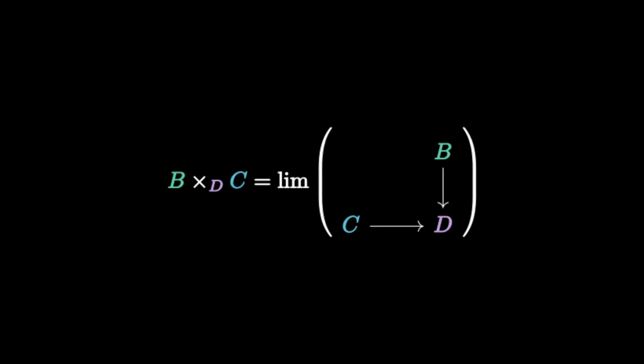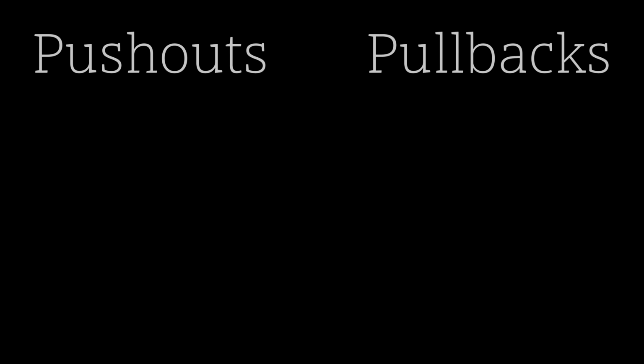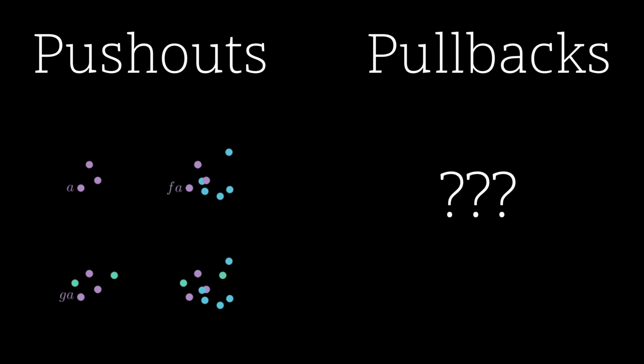The dual notion is that of a pullback. Pullbacks are limits of diagrams shaped like a corner. Surprisingly, reversing the arrow direction messes up our intuition, and there is no simple way to visualize a limit. Then how are we supposed to think about pullbacks?